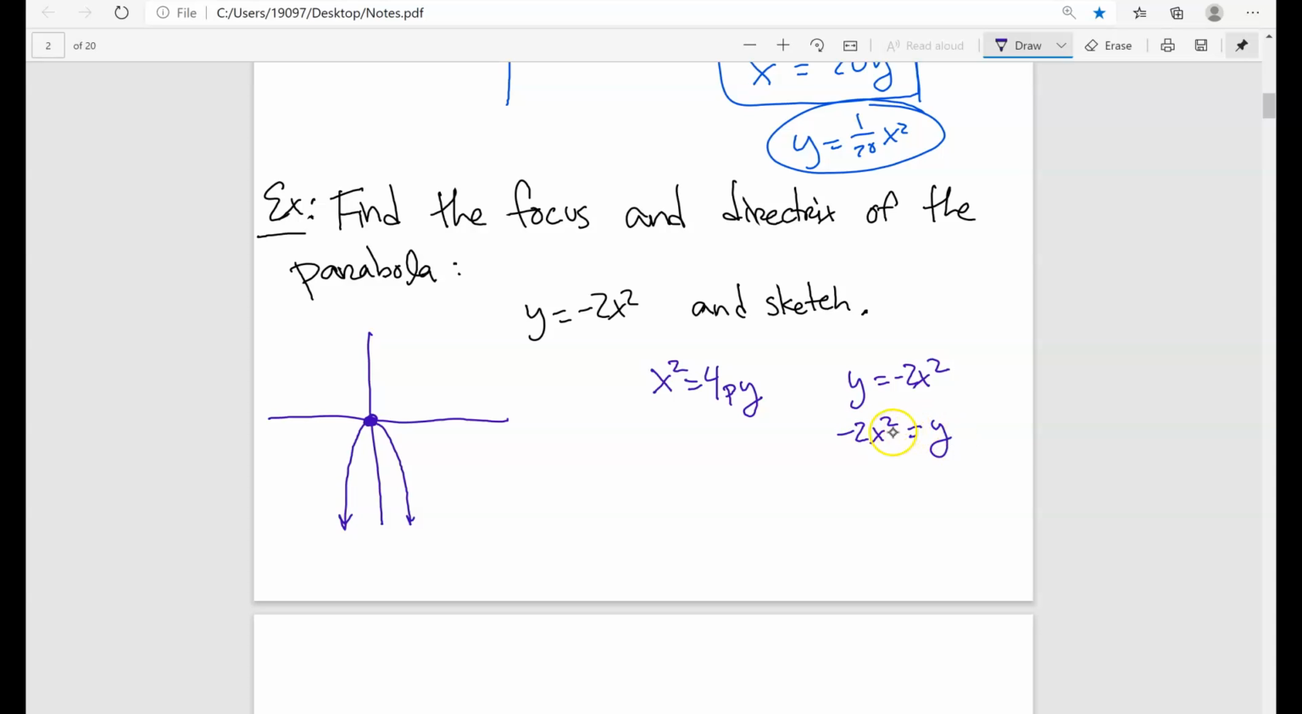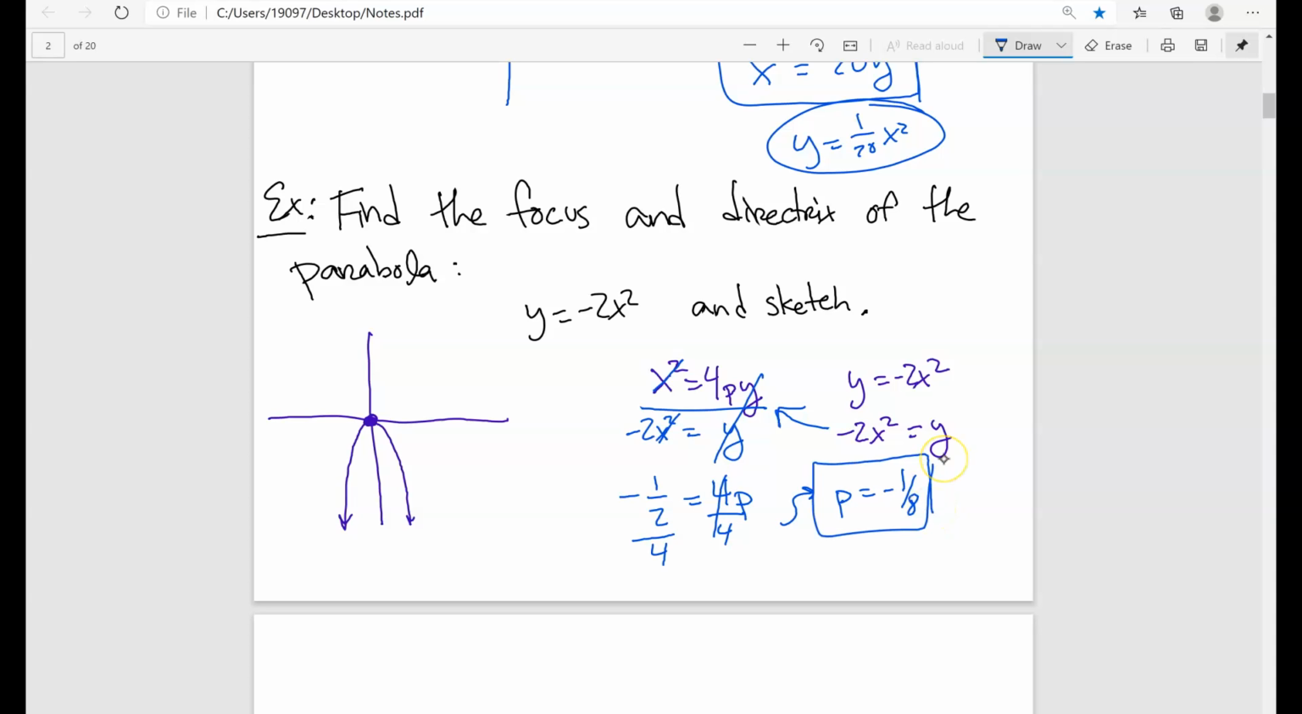What we're going to do is we're going to divide this by the other guy. So I'm going to take this and I'm just going to divide it. So divide by negative 2x squared is equal to y. So what you'll see is that the y's cancel out, the x squareds cancel out, and I'm left with negative 1/2 is equal to 4p. So if I want to figure out what p is, divide by 4. So then you'll see that p is equal to negative 1/8. So this is going to be the equation, the value of p.